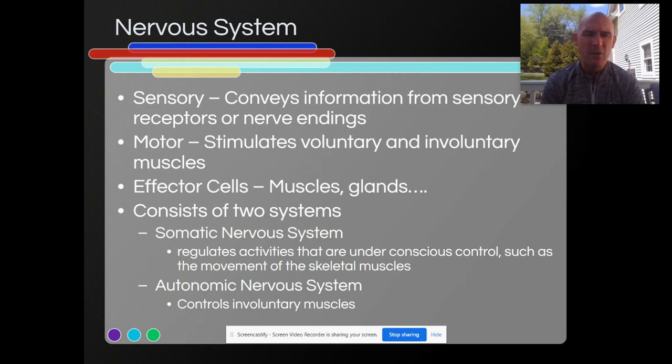If I say right now, can you please dilate your eyes? You can't dilate your eyes. Now, you could look at a light to dilate your eyes, but that's not a direct action. If I said you need to dilate your blood vessels or constrict your blood vessels, you can't do that with conscious control. It's part of the autonomic nervous system.